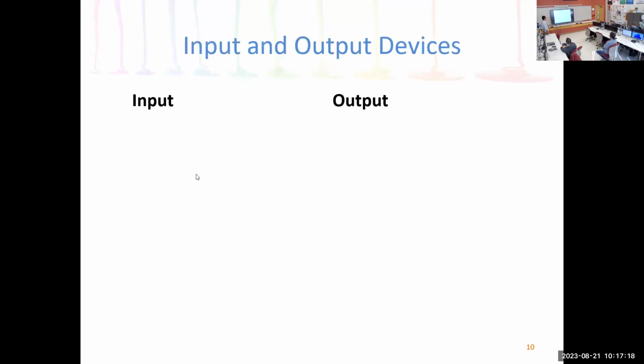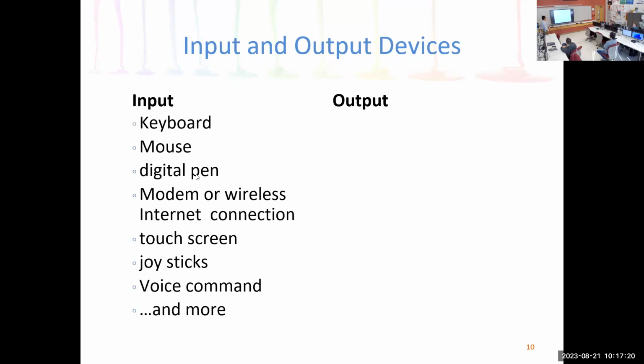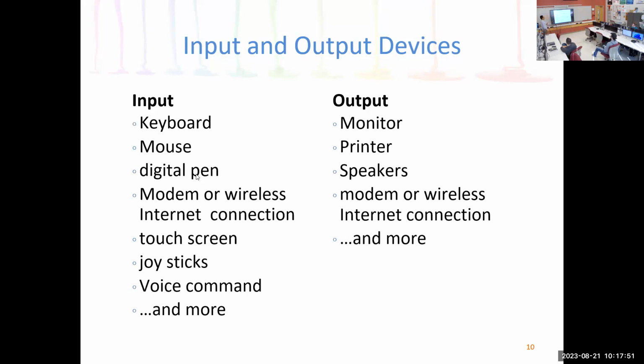Now we talk about input and output devices. For input, you can have the keyboard, the mouse, the digital pen, a modem or wireless internet connection, touch screen, joystick, voice command, and more. Everything you use to give information into the computer is input. Once you give the information, the computer does the processing, and what comes out of the computer is the output. Output can be a monitor, printer, speaker, or a modem or wireless internet connection.